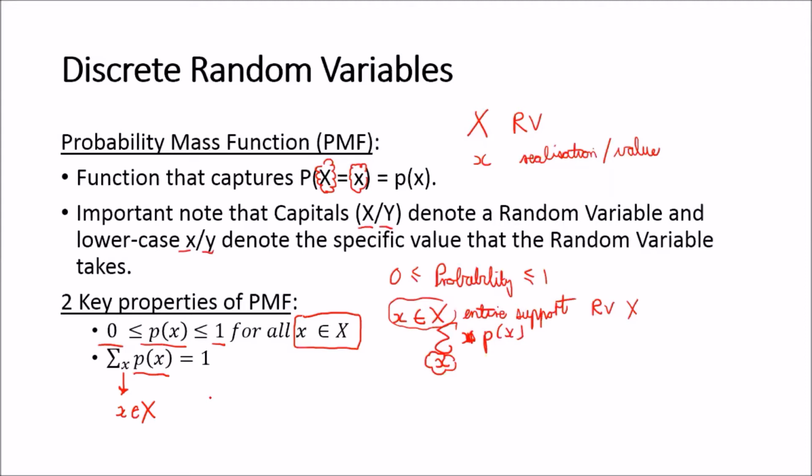So two key properties of the probability mass function: remember, each value of the probability mass function cannot exceed 1 and it cannot be less than 0. Remember as well that the summation over the entire support of the probability mass function should equal 1.